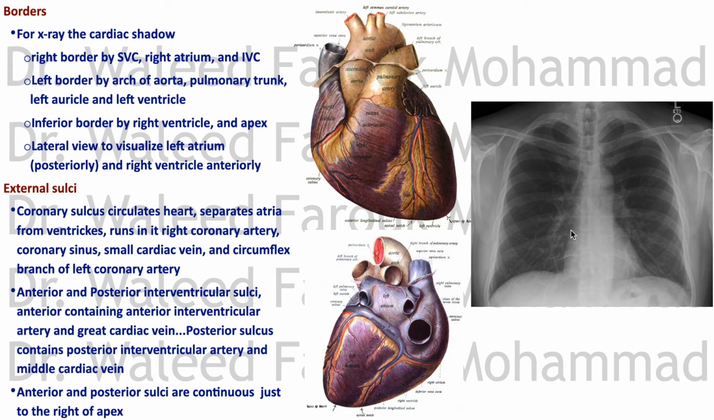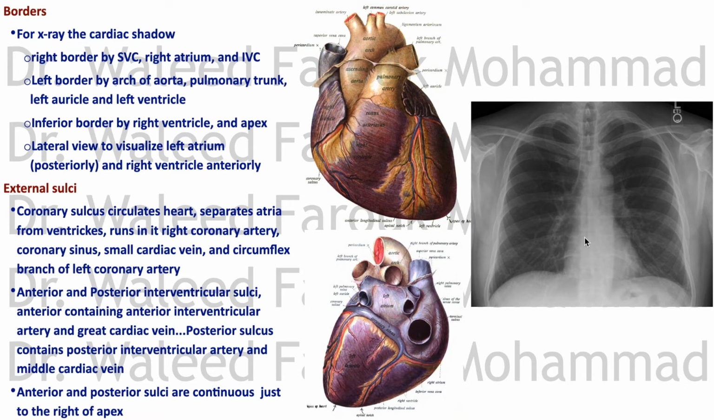So let's apply this here. This is the border of the right atrium. Here the inferior vena cava, and this part is the superior vena cava. If you noticed any increase in size, for example, in this shadow, this means right atrial hypertrophy. So it's important, even by a plain X-ray, to assist you in diagnosis of the heart condition. This is the right border.